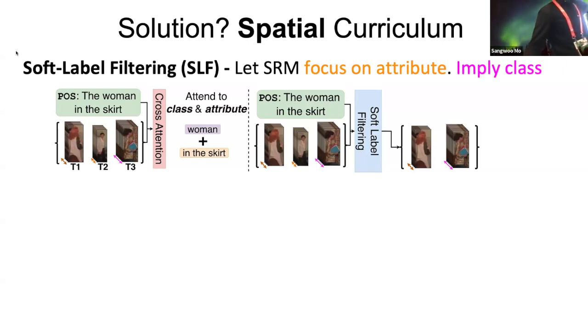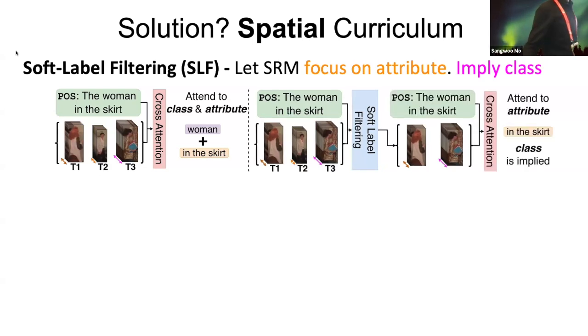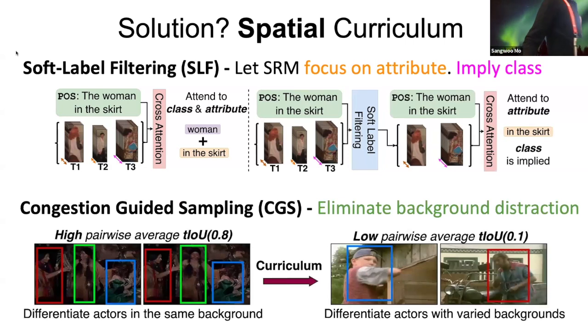So in this case, the center tubelet is actually corresponding to a man. It might be a bit difficult to see. And through soft label filtering, we remove that tubelet so that when our model, now in training time, tries to do grounding, it can focus mainly on the attribute and learn attribute disambiguation.